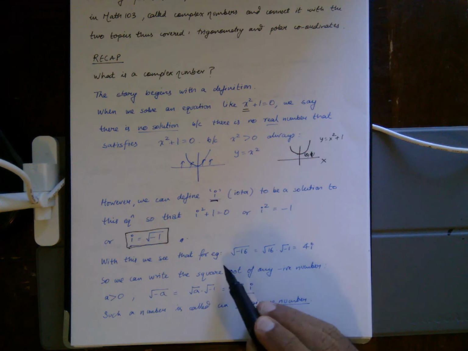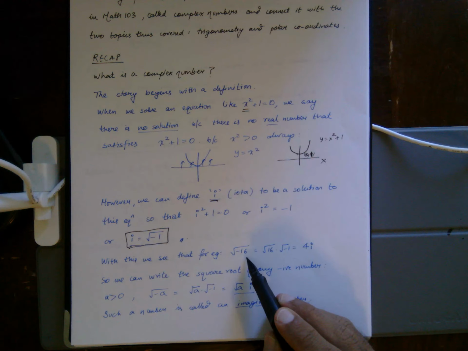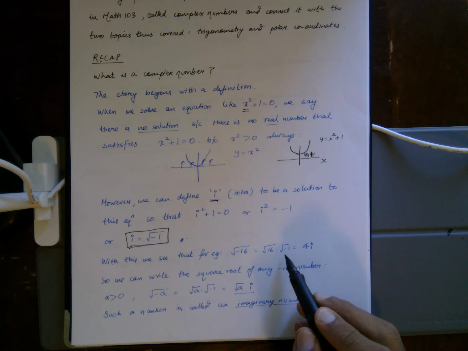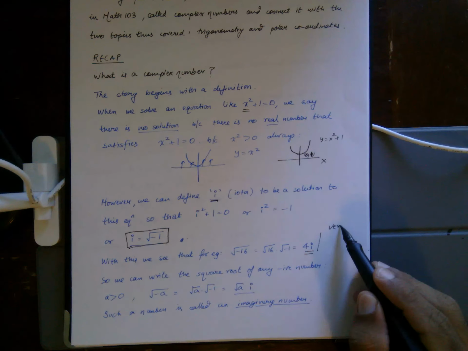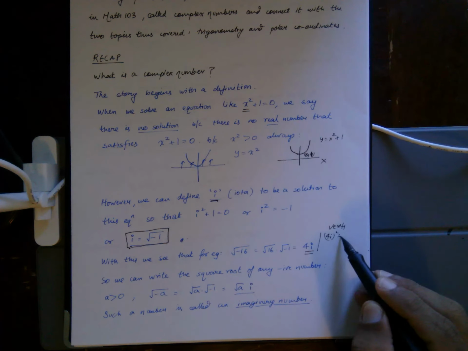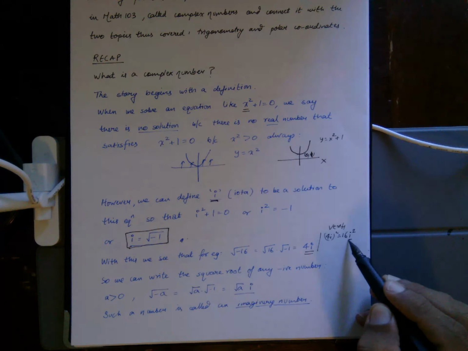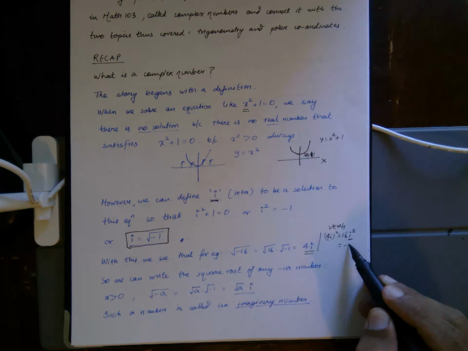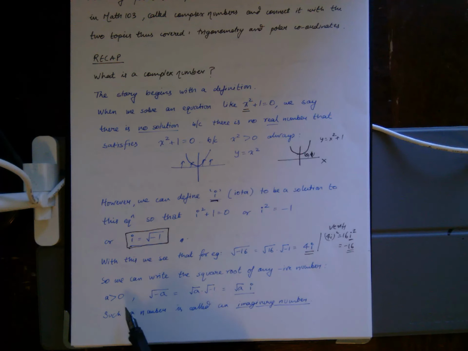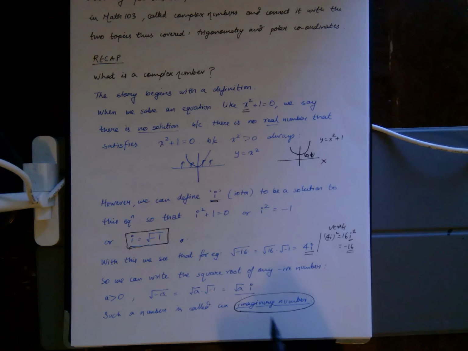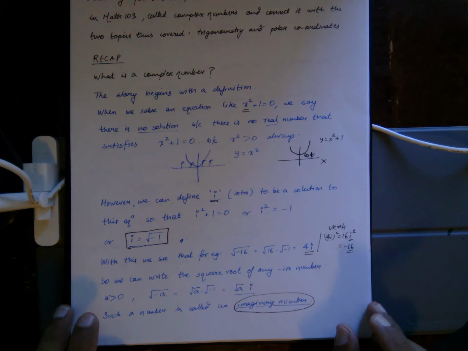Why? Because, for example, square root of negative 16 can be written as square root of 16 times square root of negative 1, which becomes 4i. And you can verify that if you square this, this is 16i squared, and i squared is nothing but negative 1, so it's negative 16. Similarly, for any a greater than 0, I can write the square root of negative a as root a times root negative 1, which is root a i. This number is called an imaginary number as opposed to a real number.